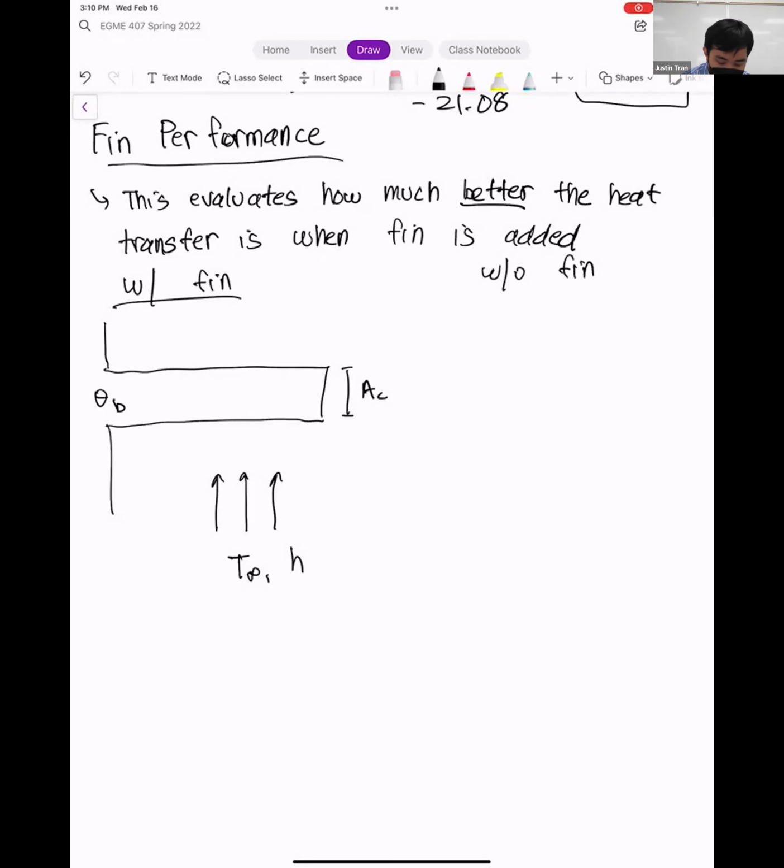And let's look at that same section of wall, but let's say that we don't have a fin anymore. This is the exact same wall. And if we look at the spot where the fin would have been, we can carve out the same area. And so this section of wall right here has the same cross-sectional area, A_c. And then just like the fin case, we're also going to have a fluid that flows past it with a temperature and convection coefficient.